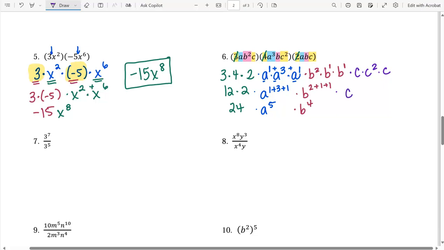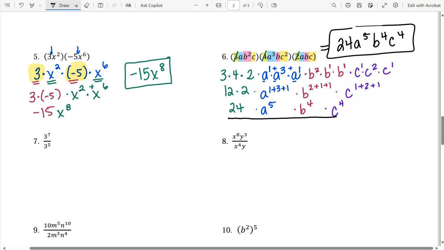Write the base one time and add your exponents. 1 plus 2 plus 1. Write your c base one time, and when I add my exponents together, I get 4. All of these together now simplify my original result into 24, a to the 5th, b to the 4th, c to the 4th. So anytime I have my bases listed separately, being multiplied, I add my exponents.